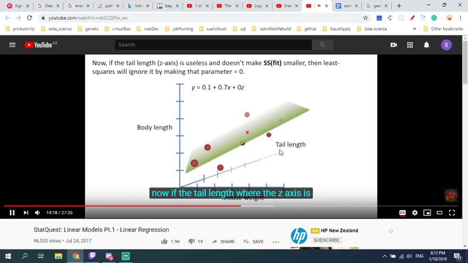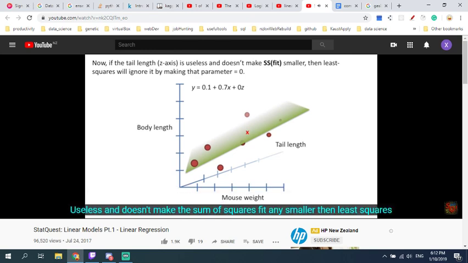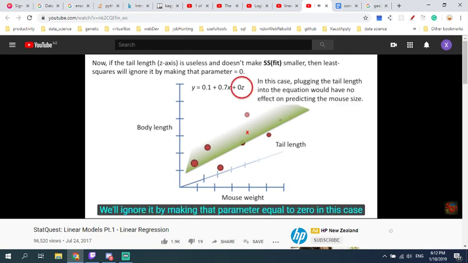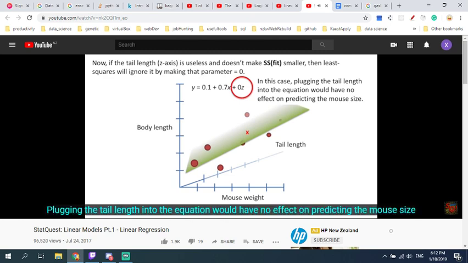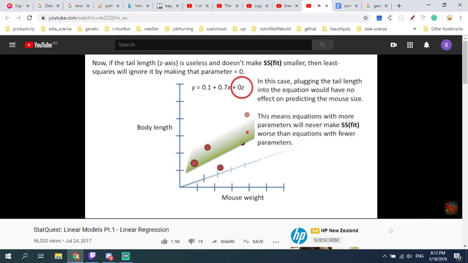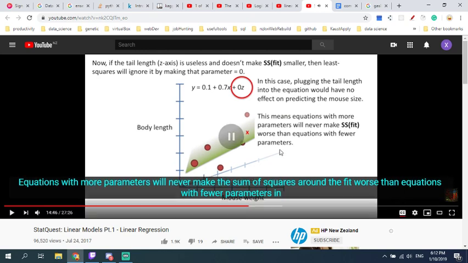Now, if the tail length, or the z-axis, is useless and doesn't make the sum of squares fit any smaller, then least squares will ignore it by making that parameter equal to 0. In this case, plugging the tail length into the equation would have no effect on predicting the mouse size. This means equations with more parameters will never make the sum of squares around the fit worse than equations with fewer parameters.